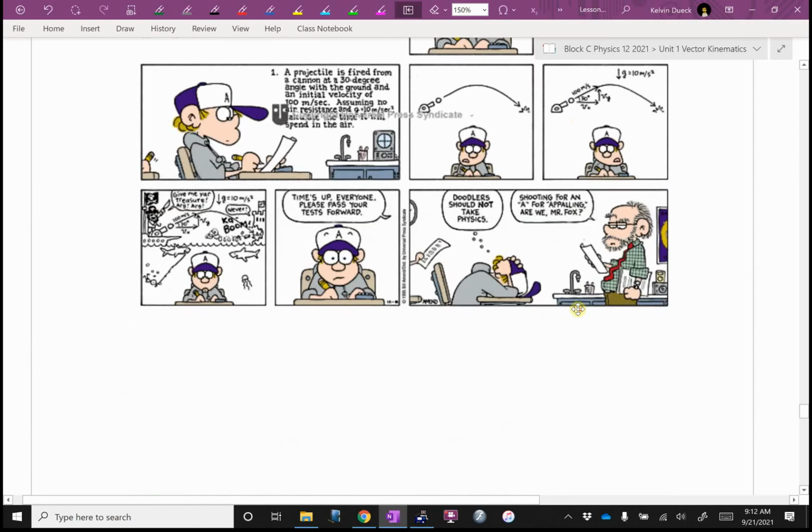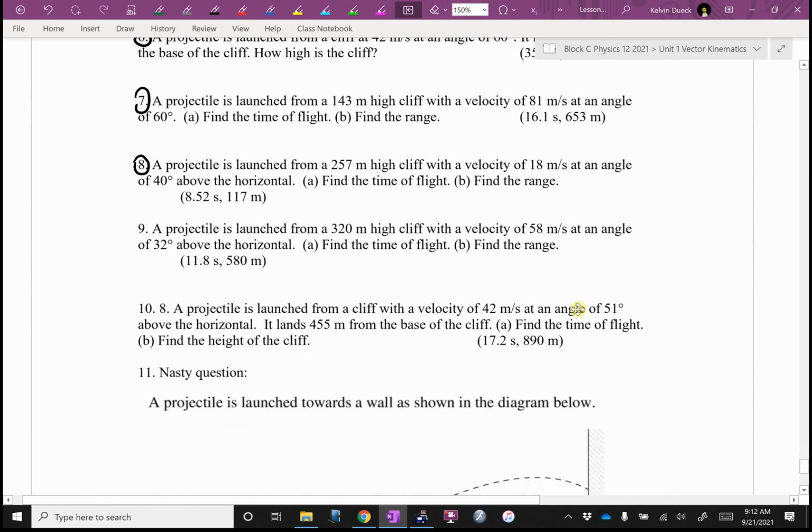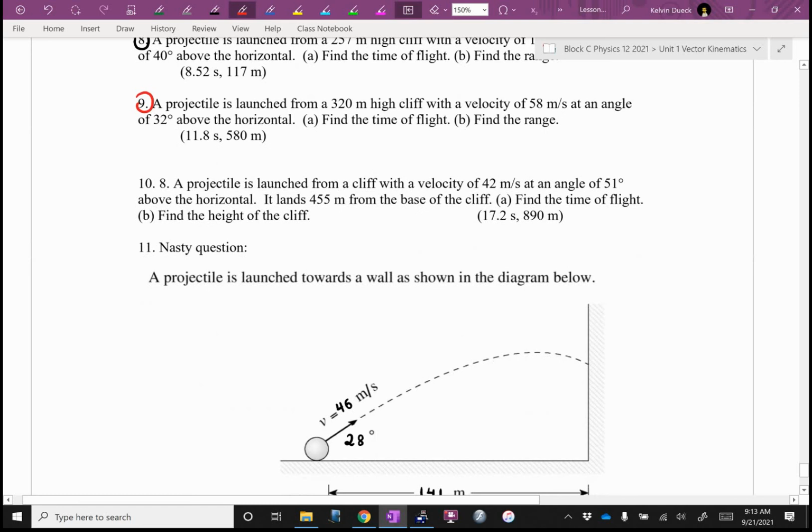What's your homework? I already assigned some questions. I assigned 1, 3, 6, 7, 8. Okay. You can do number 9. You can do number 10. 10 is easier. In number 10, they didn't give you the height. They gave you dx, the range. They gave you the 455 from the base of the cliff. That's dx. You can put that in the horizontal column, and you can find time. It's not a quadratic.